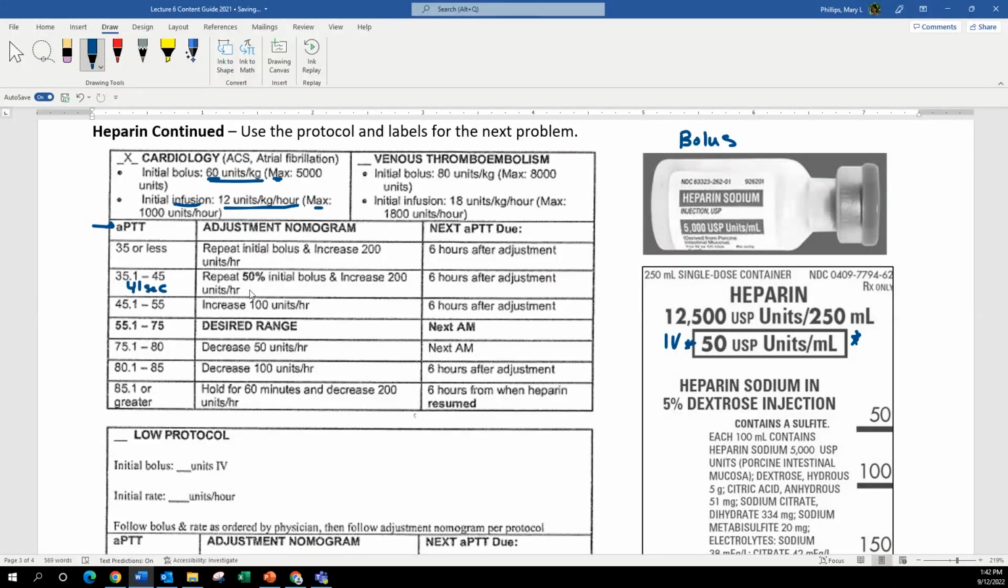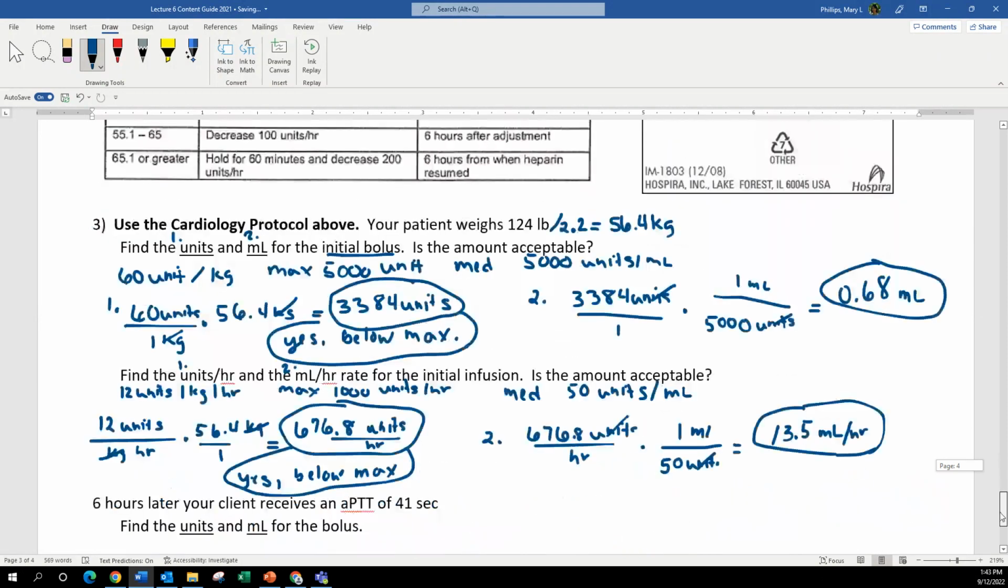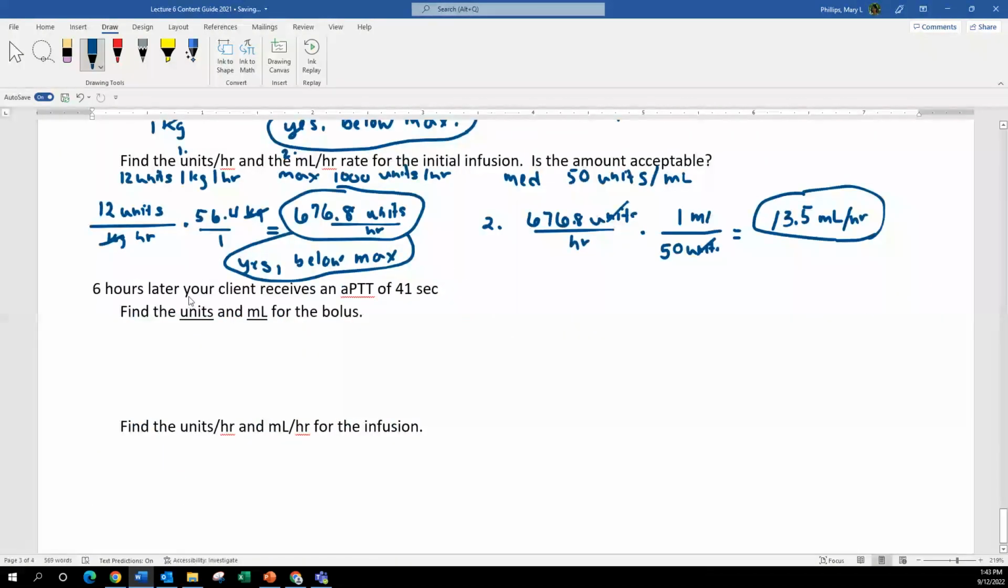So it tells me two things to do. Repeat 50% of the initial bolus and increase by 200 units per hour. And then check again in 6 hours. Okay. So repeating 50% of the initial bolus. And so I look down here at what questions I'm asked. And I'm asked to figure out, find the new units and the new milliliters for the bolus.